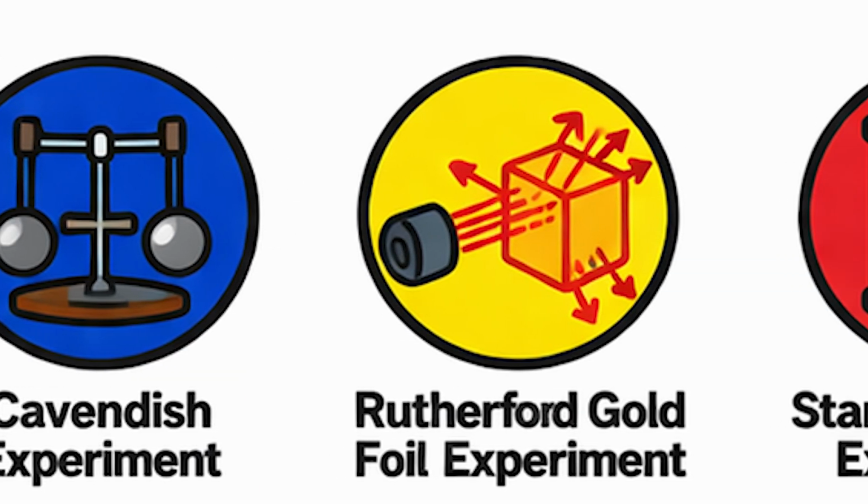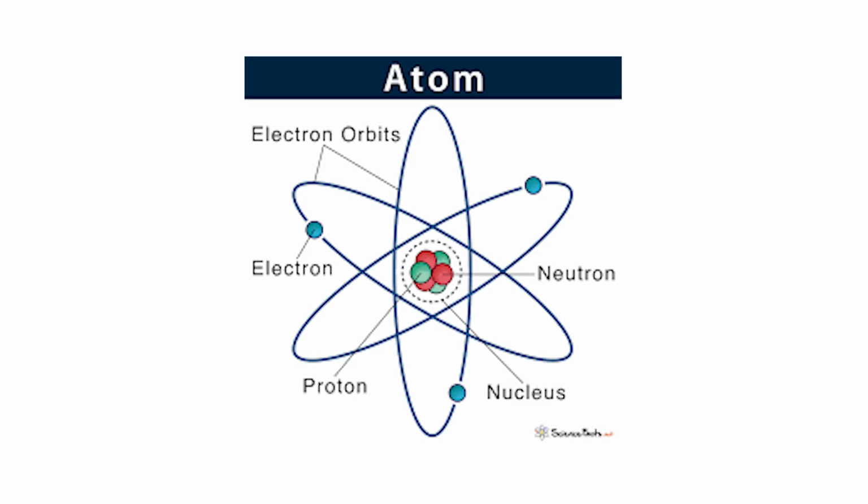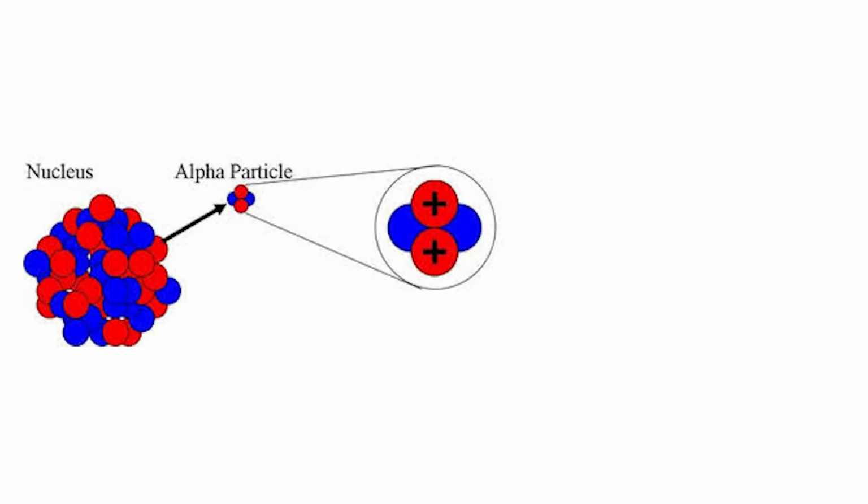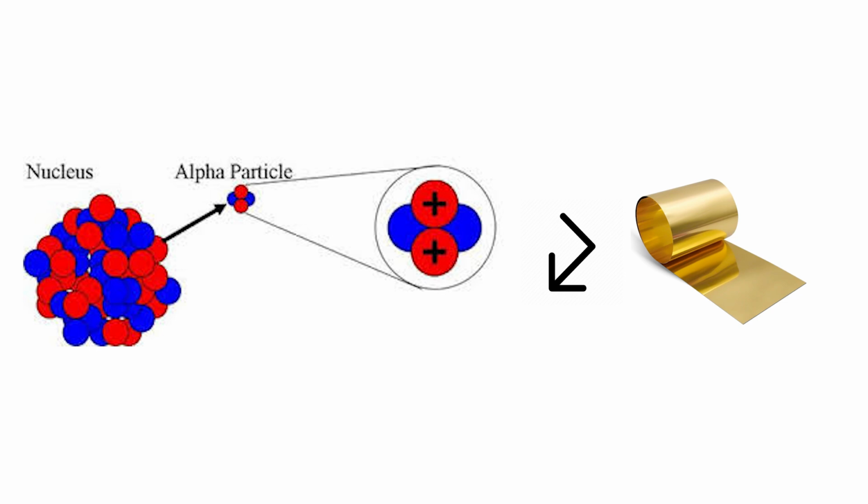Rutherford gold foil experiment. This experiment was conducted by Ernest Rutherford to study the structure of the atom. He directed a beam of alpha particles at a thin sheet of gold foil and observed how they scattered. Most particles passed straight through, but a few were deflected at large angles, and some even bounced back.